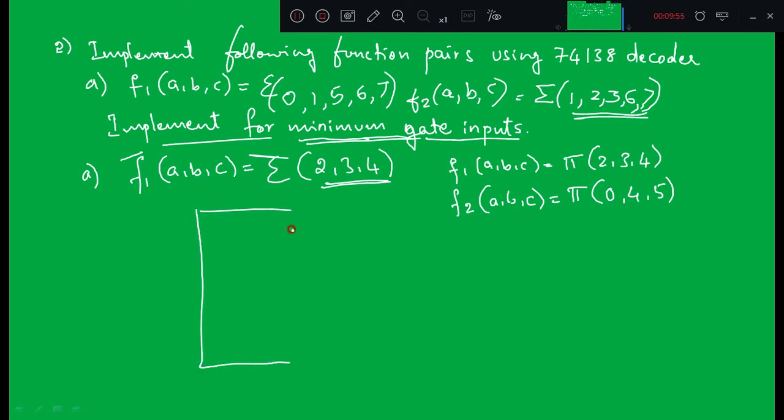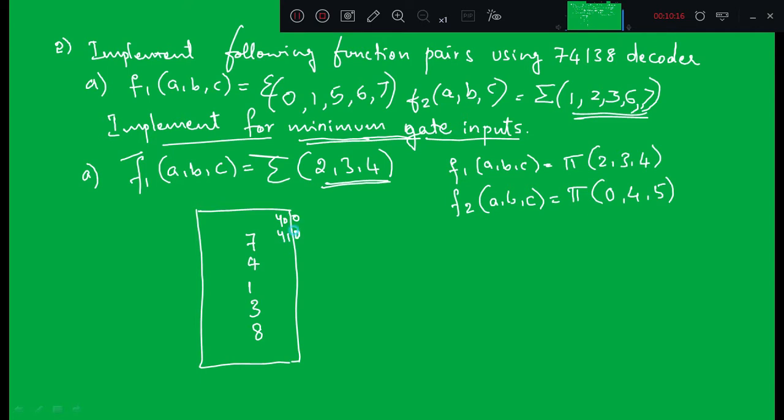It is left to you. You can either go for two 74138 decoders, or you can also implement it using only one 74138 decoder. So here I'll be using only one 74138 decoder.